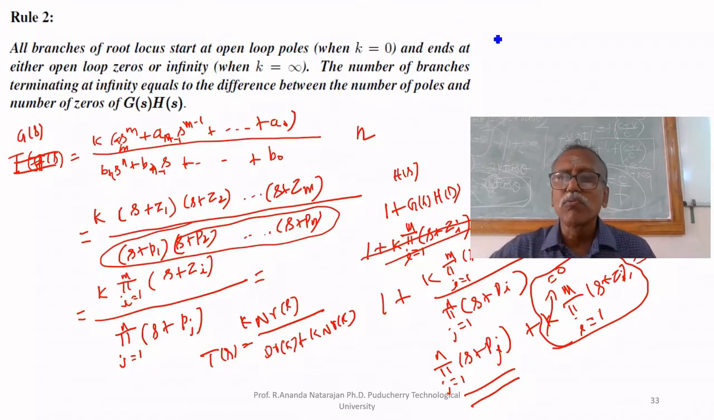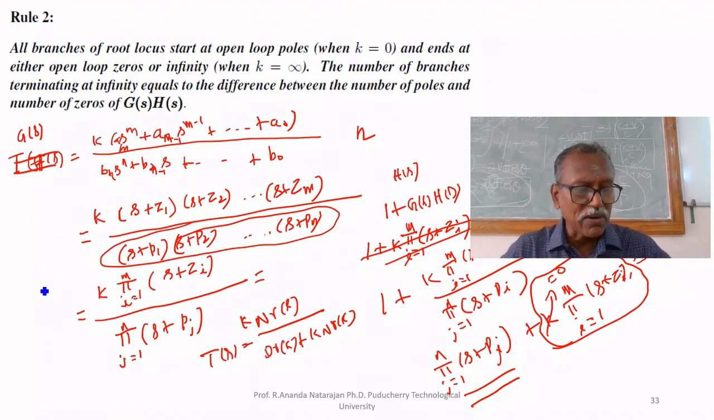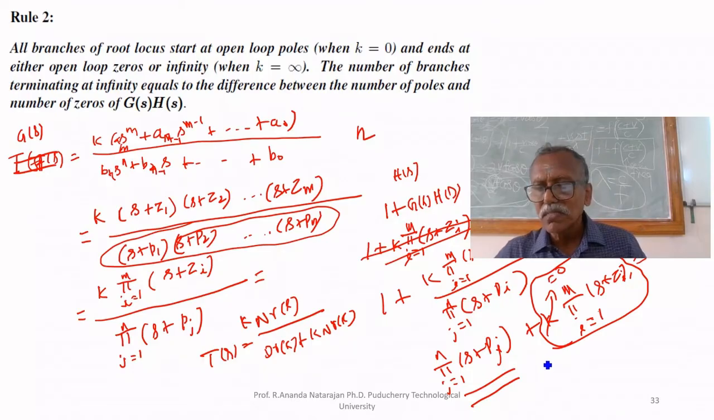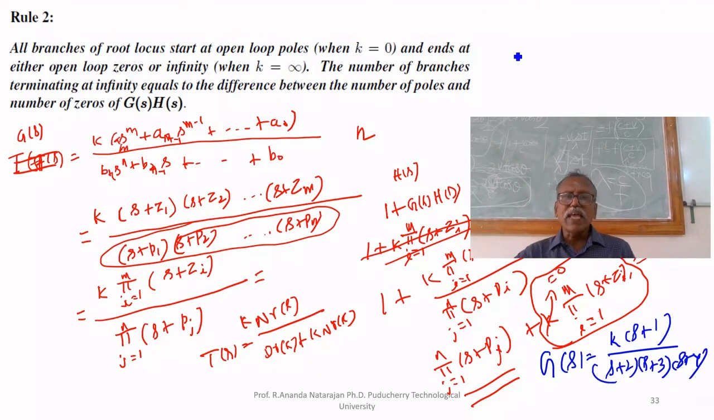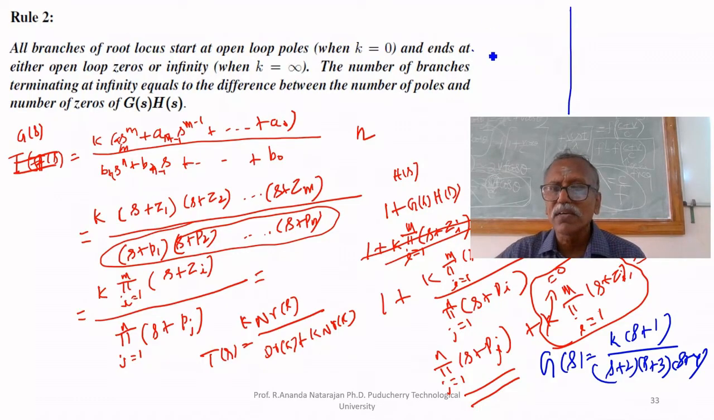Suppose I am having an open loop transfer function, G of s equal to k times s plus 1 upon s plus 2, s plus 3, s plus 4. This is the open loop transfer function. When k equal to 0, it will start at the open loop poles. Where are the poles? One pole is at minus 2, another pole is at minus 3, another pole is at minus 4. Here, the root locus branches will start.